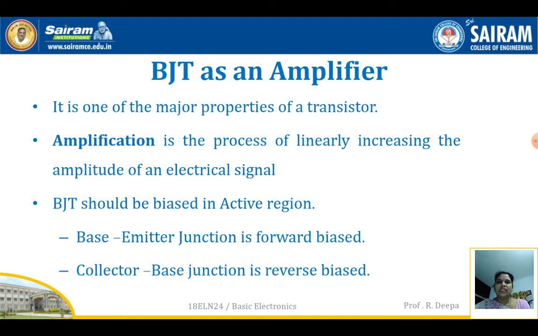BJT as an amplifier is an important property of a transistor. What is amplification? Amplification is a process of linearly increasing the amplitude of an electrical signal. That is, we are going to make the transistor work as an amplifier provided it is biased in the active region. Biasing in the sense, the base emitter junction has to be forward biased and the collector base junction has to be reverse biased.